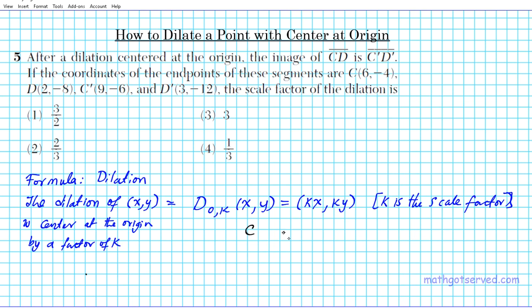C to C prime. Okay. So what we're doing is we're going to dilate the point. The original point is C. Now, ladies and gentlemen, we can use C or we can use D. Okay, all you need is a point to do this one. So we just picked C. If you wanted to use D, you get the same answer, so it doesn't matter. So we're going to be dilating C.